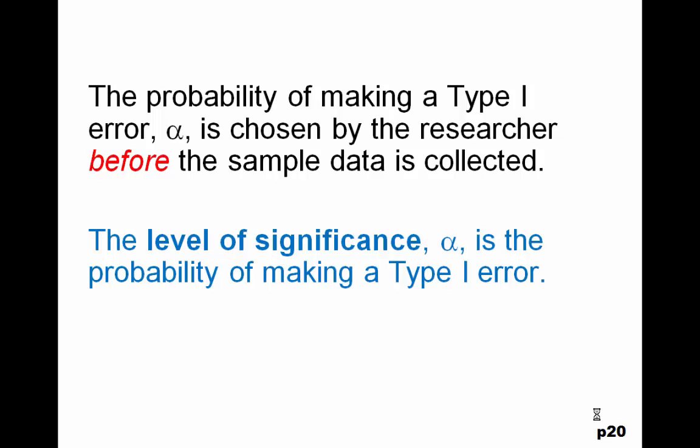The probability of making a type 1 error, alpha, is chosen by the researcher before the sample data is collected. The level of significance, or alpha, is the probability of making a type 1 error given the null hypothesis is true.